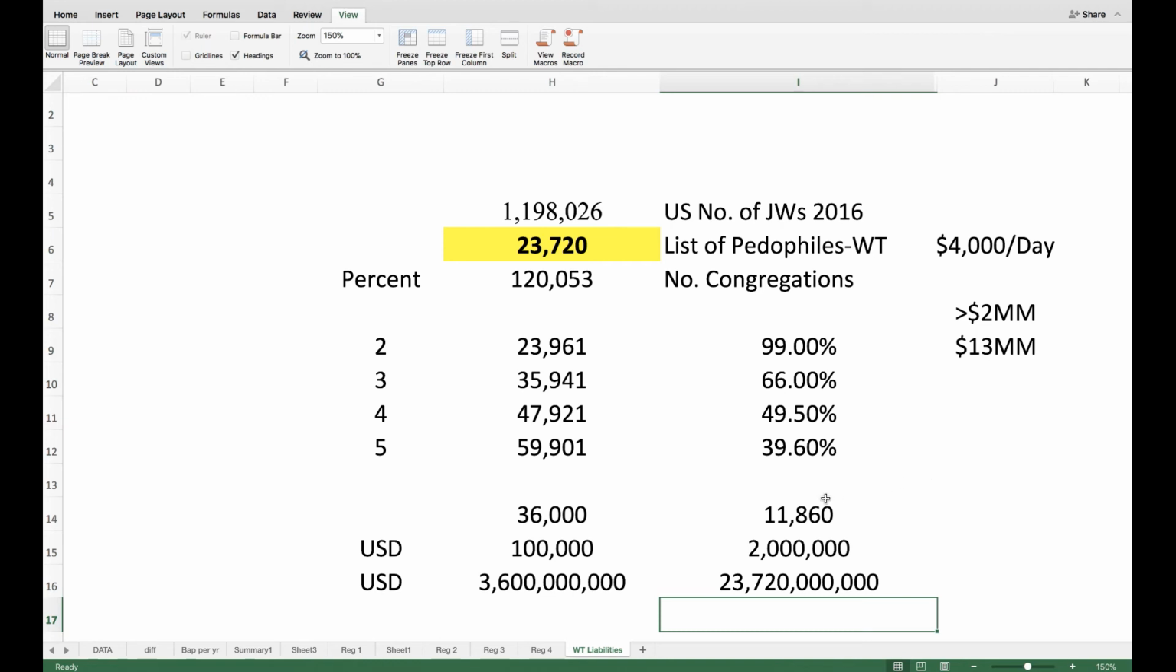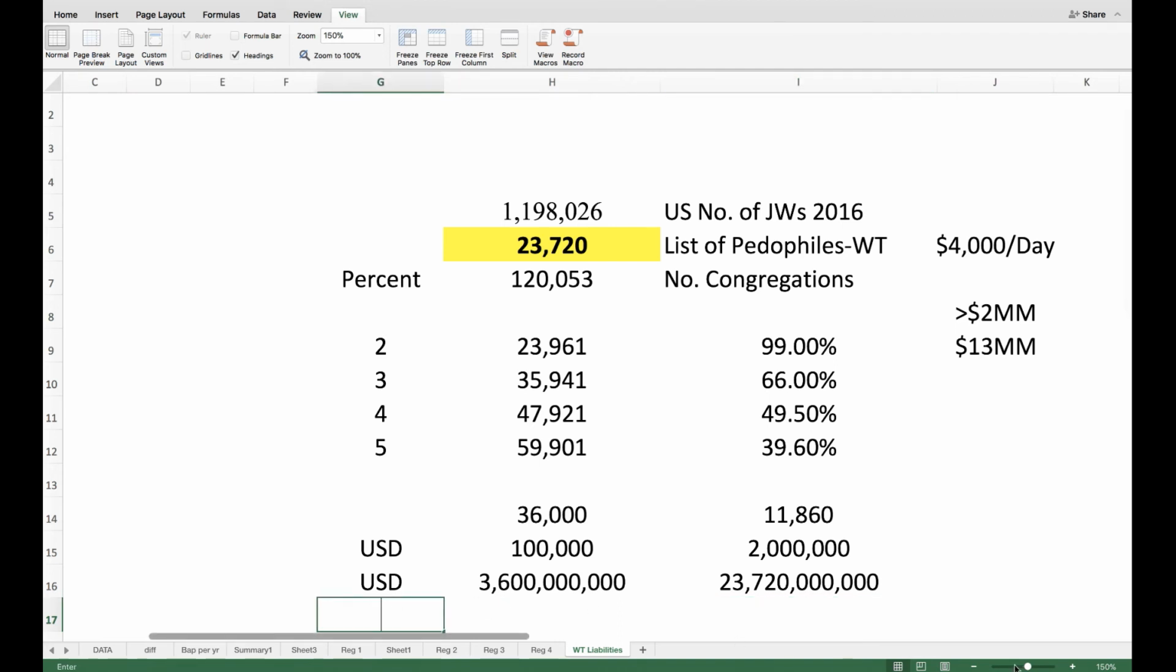$24 billion. That would be half the cases on this list of 23,000 at $2 million a case. Now, this scenario is settling the more likely 3% of cases at $100,000 a case. Even so, we're talking $3 billion. And if we halve that, let's say the number they settled was 18,000, that is half of this.